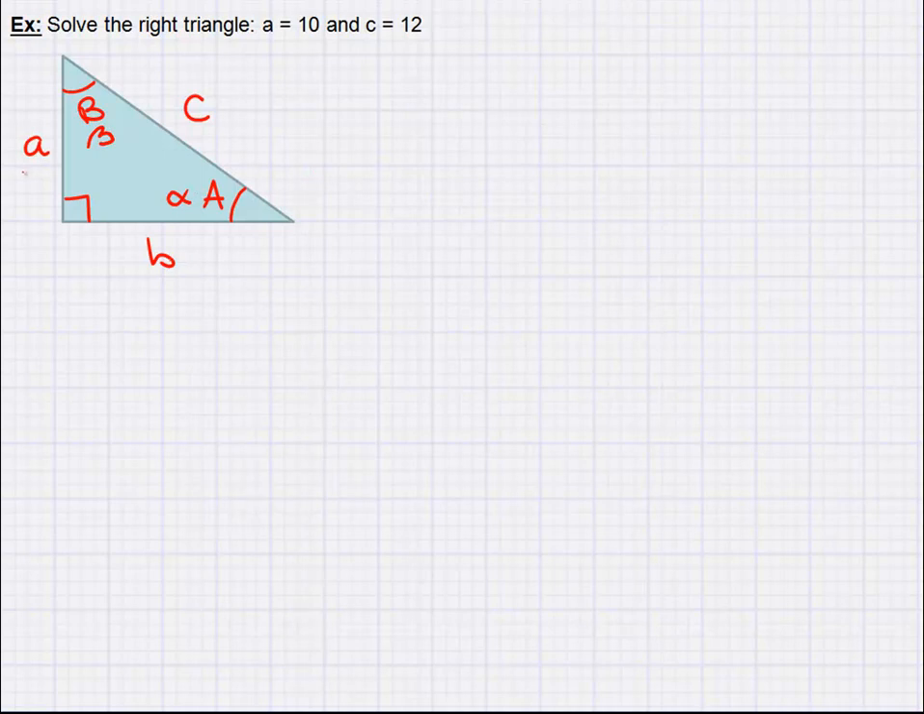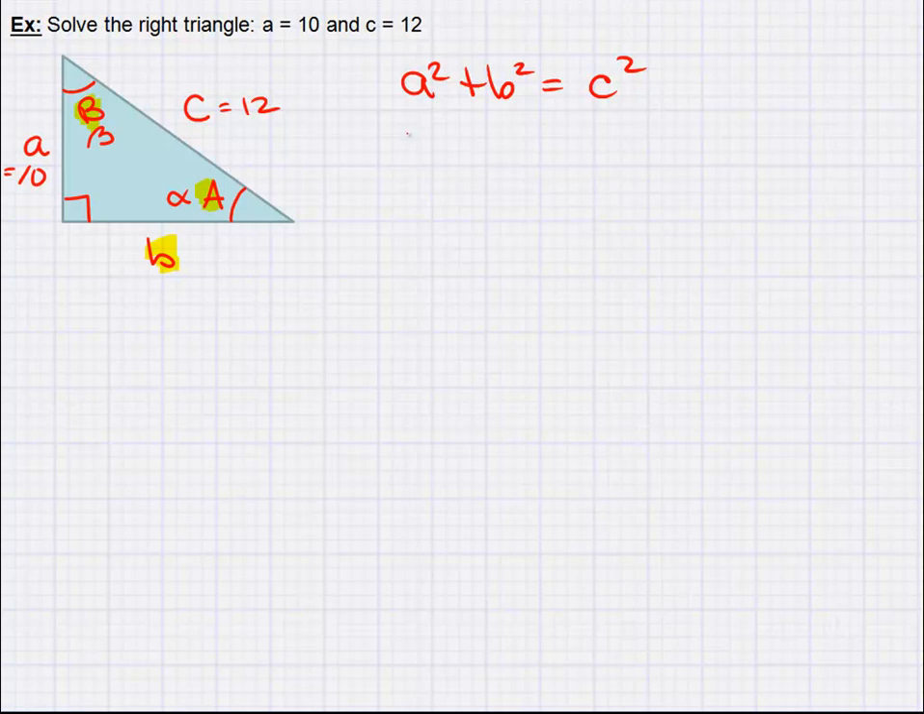So they gave us A to be 10 and C to be 12, and it says solve the right triangle. When you're solving the right triangle, what you've got to do is find the remaining pieces. So beta, alpha, and B. The first thing we're going to find is side B. There's a couple of things you need to know. One is that A squared plus B squared equals C squared.